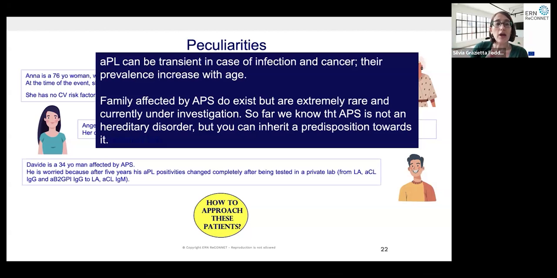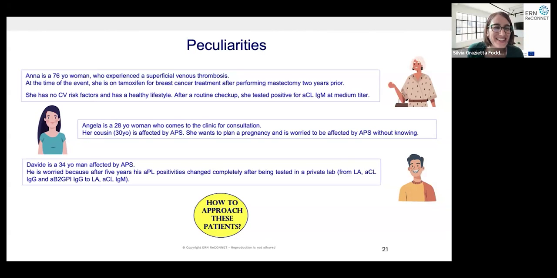But so far, we do exclude that APS is something completely hereditary, like the blonde color of your hair, okay? So far, we do exclude APS as a hereditary disorder. And I want to remind you that it's a rare disease. So it happens, but in very few cases.